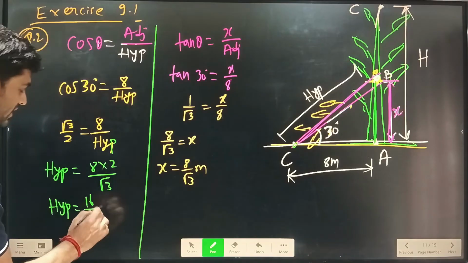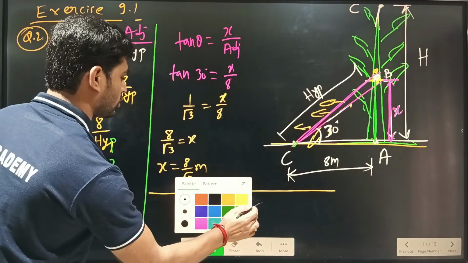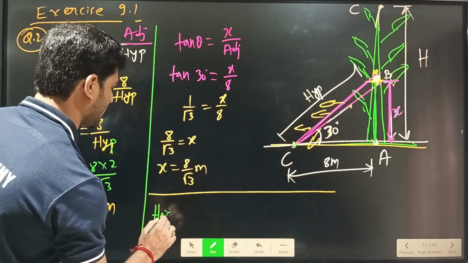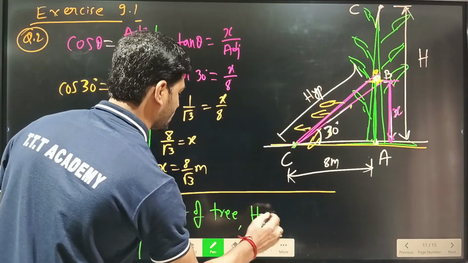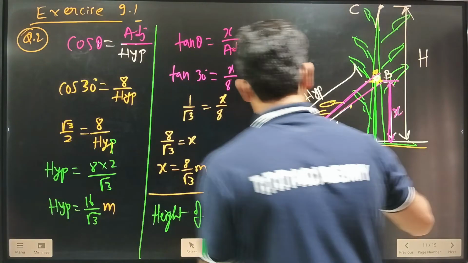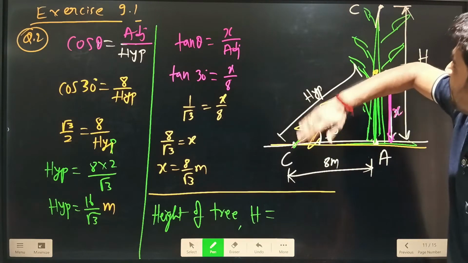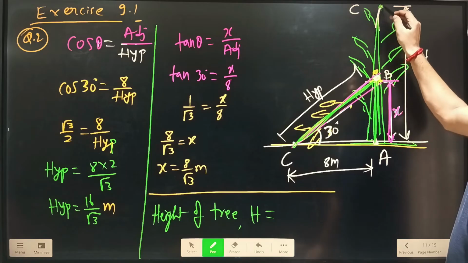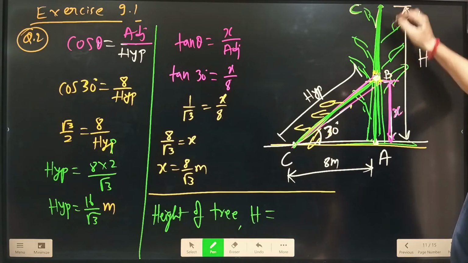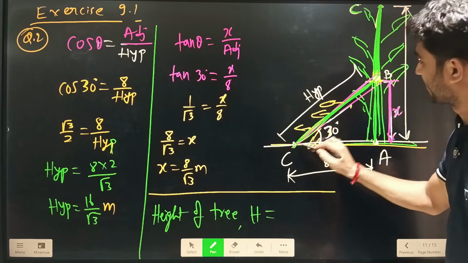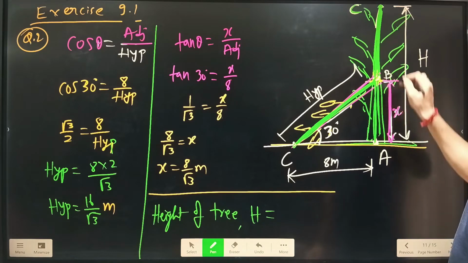Correct? The hypotenuse is 16 by root 3 meters. But what we need is the total height of the tree. The height of the tree is h equal to, note this, the hypotenuse side plus this much. The C point and C point are both the same. It is straight. This distance is equal to this distance plus this x.